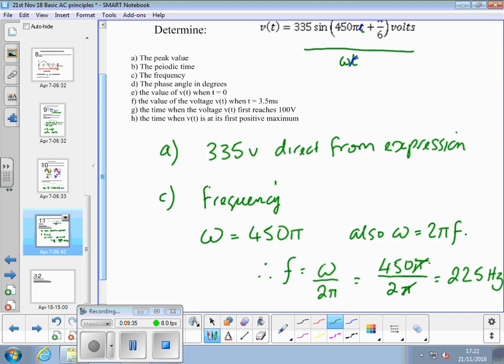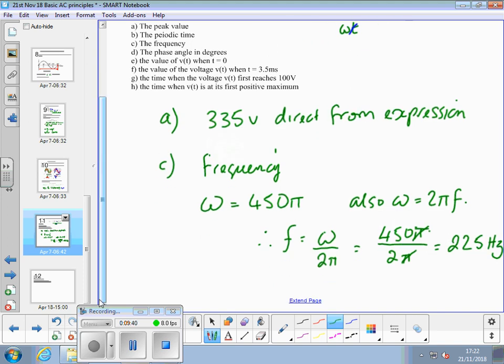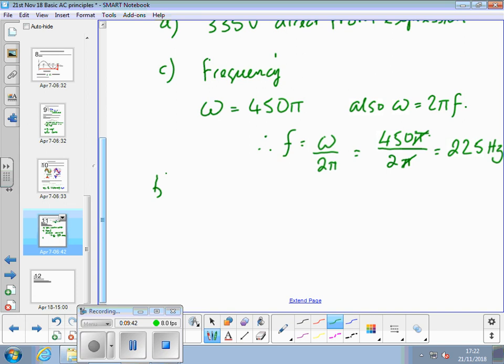So now we've found the frequency, we can find the period. We can do B, period T equals 1 over f, 1 over 225 equals whatever that comes out as.